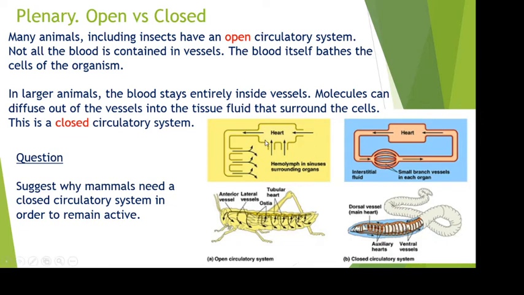So the heart is pumping. And it pumps the blood in and then straight out into the tissue fluid. So we just have fluid surrounding our tissue that things can diffuse in and out of from the blood vessels. But no, the blood literally goes into and surrounds the tissues. So we call this hemolymph. And then eventually it will find its way back to the heart.